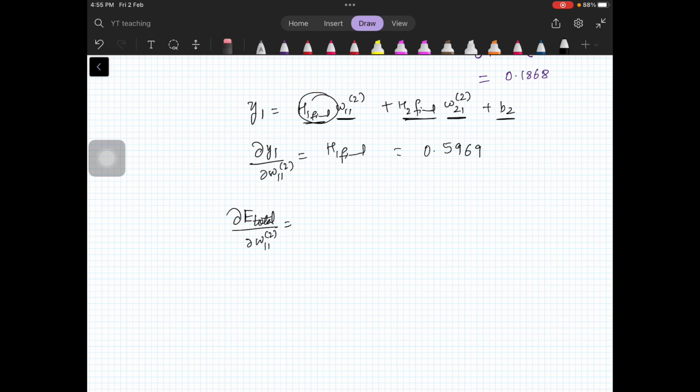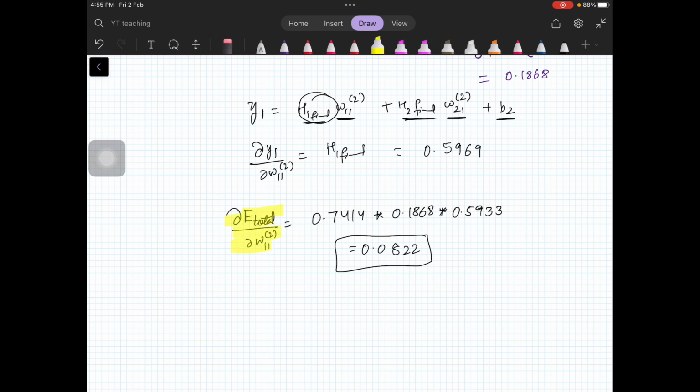So that would be 0.7414 times 0.1868 times 0.5933. So that would be 0.0822, right? So this is your rate of change of total error with respect to w112. So we can update w112.